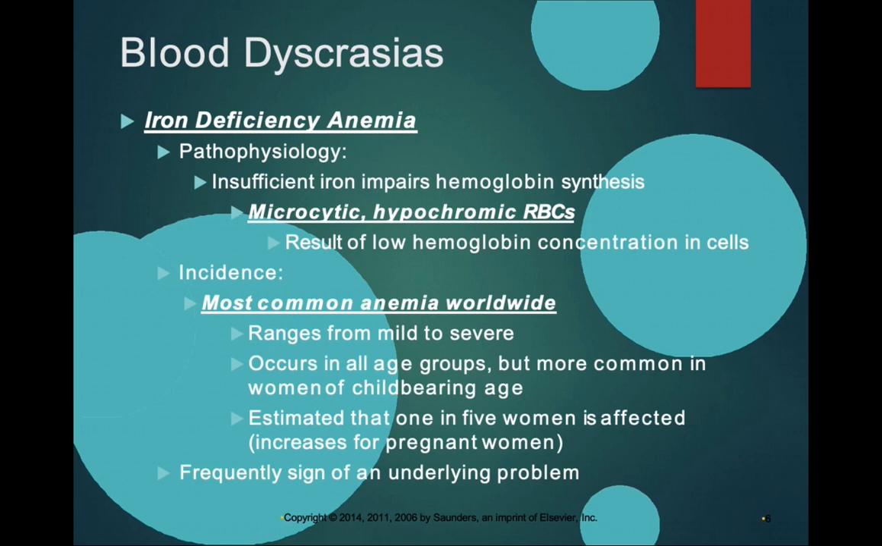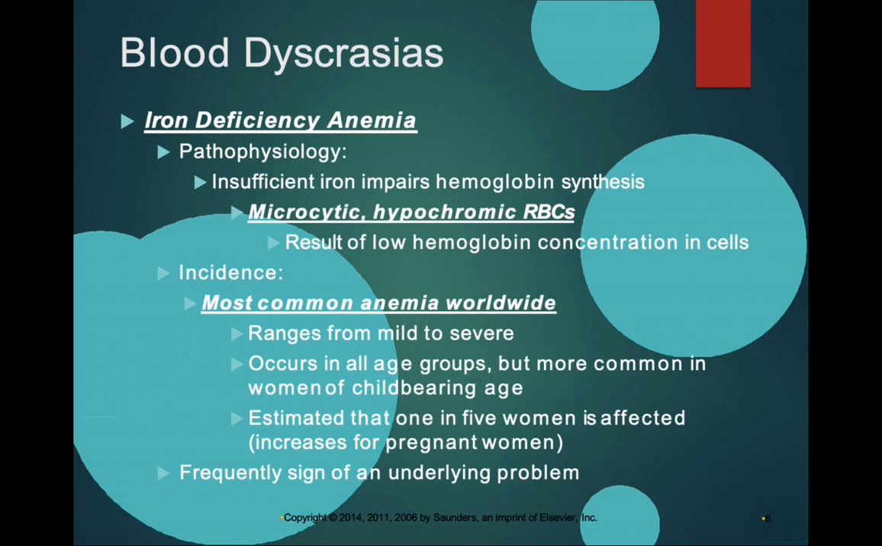With iron deficiency anemia, there's insufficient iron, which impairs hemoglobin synthesis. And iron deficiency anemia is considered to be a microcytic hypochromic presentation of the red blood cell. Microcytic, small cells, and hypochromic, less color to them. And that is a result of the low hemoglobin concentration in the cell.